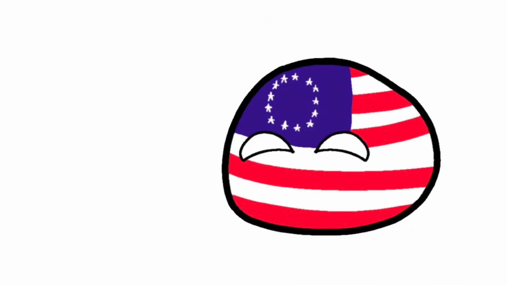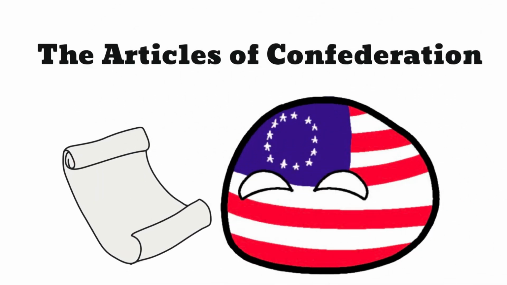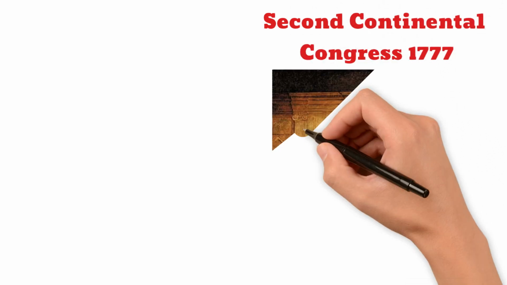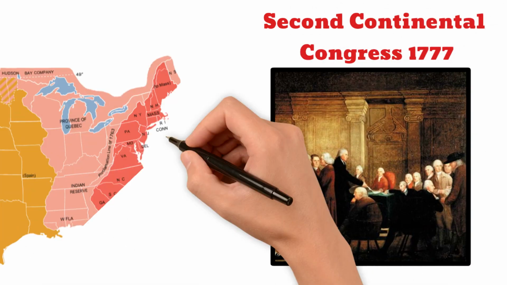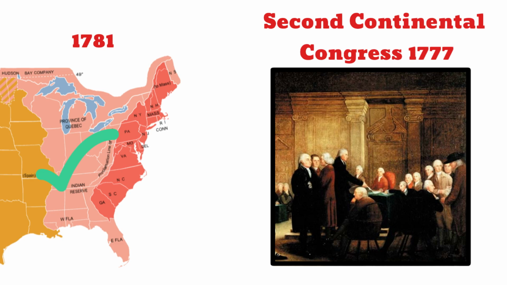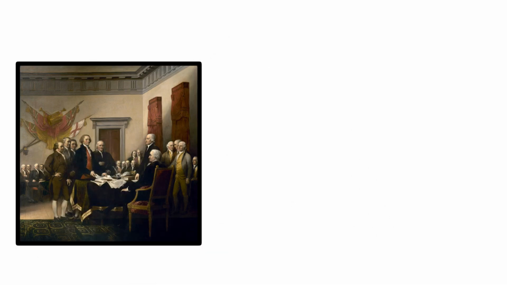Today on Histopedia, we're diving into the Articles of Confederation, America's first constitution, and a critical chapter in the nation's early history. This document was drafted by the Second Continental Congress in 1777 and ratified by all 13 states in 1781, serving as the United States' foundational framework of governance during the Revolutionary War and the first years of independence.